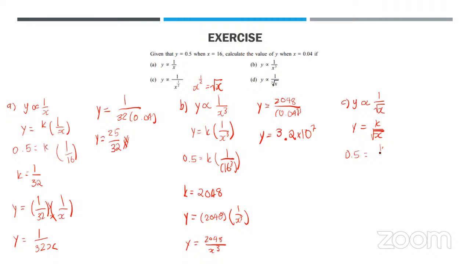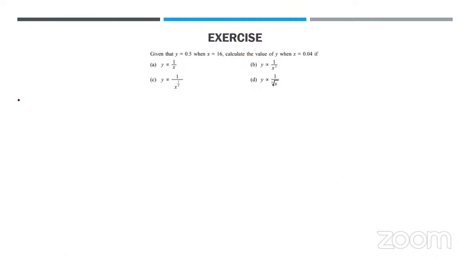0.5 is equal to k over, hold on, k over 16, right? Yeah. Oops, okay. Accidentally wiped out the board, but it's okay. Let's just rewrite that again. Y is equal to k over square root of x. So 0.5 is equal to k over square root of 16. So you get 4. Right? And then 4 times 0.5 is 2, so we'll get 2 is equal to k.